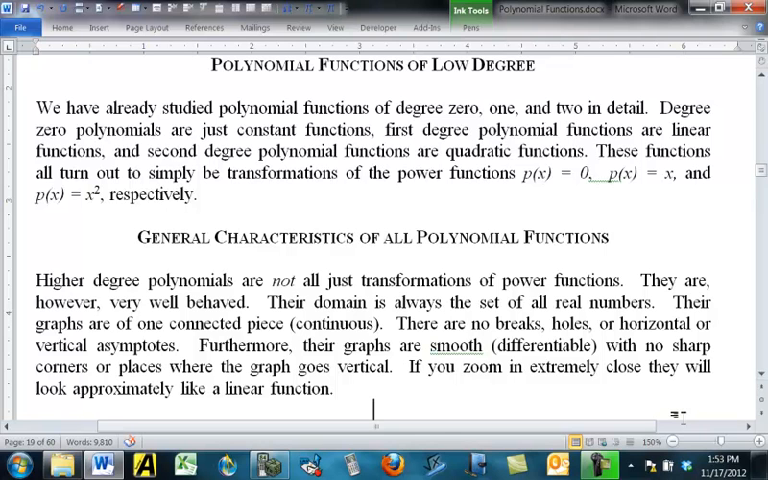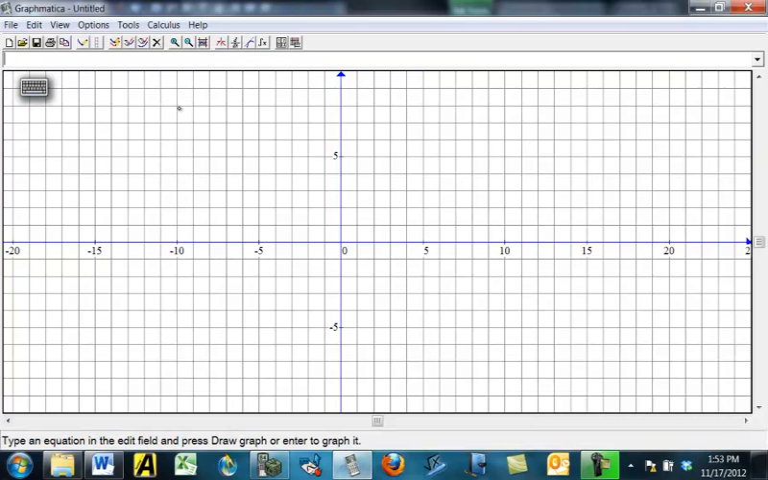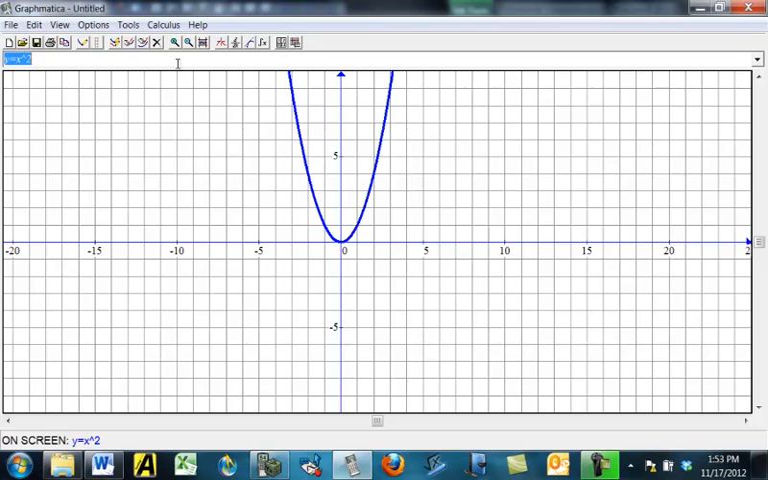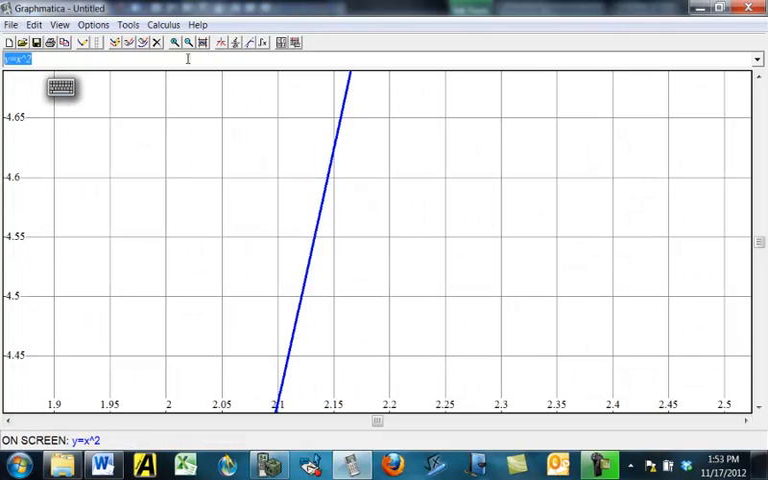So if you zoom in anywhere close, they look like a linear function. Let's see if I can demonstrate that just with a quadratic for that matter. Y equals x squared. If I take this, it doesn't look at all like a linear. But if I zoom in on part of it here, if I zoom in close enough, it's already starting to look very much like a linear function. So if you zoom in close enough, it's going to look like a linear function.